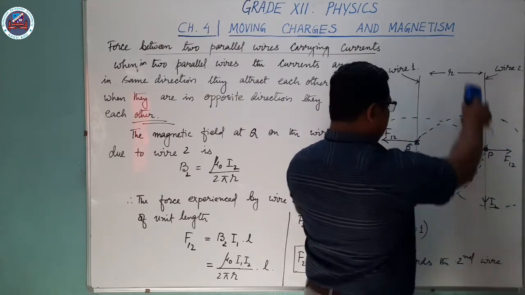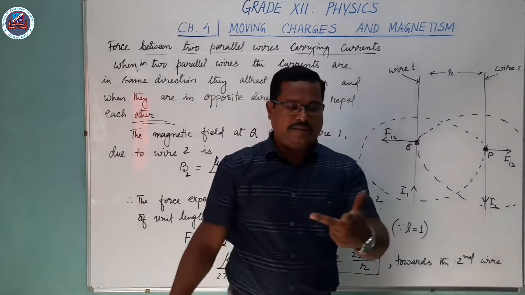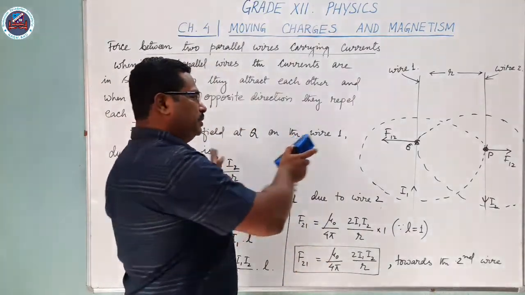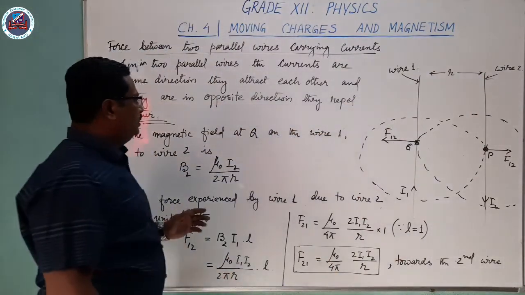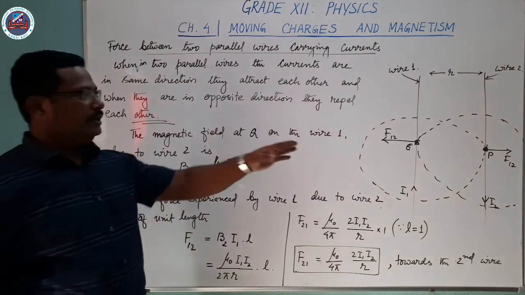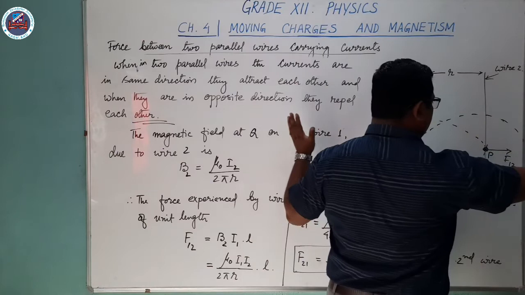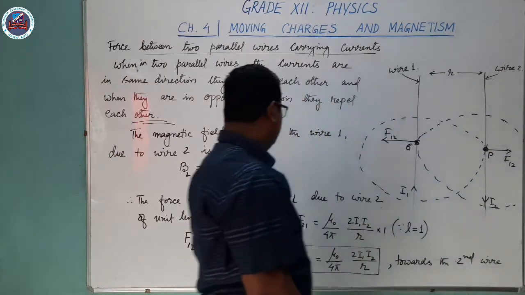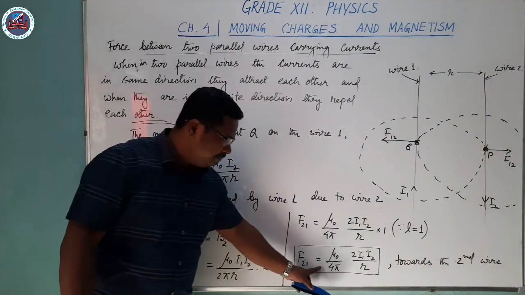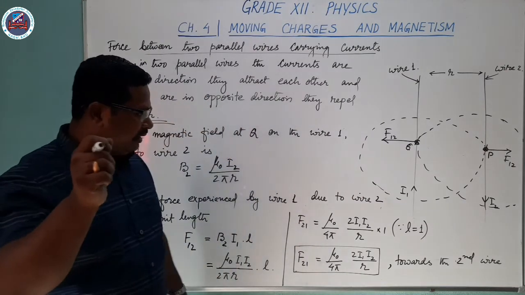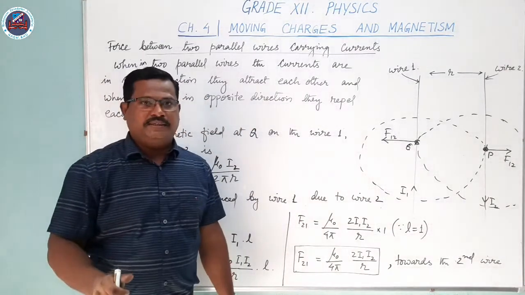If they are opposite to each other, you can use Fleming's left hand rule and find out that the two forces will be in opposite directions, and then they will repel each other. The two wires are going like this, that means they are repelling each other. With this formula for the magnitude of force, the unit of electric current, the ampere, is defined.